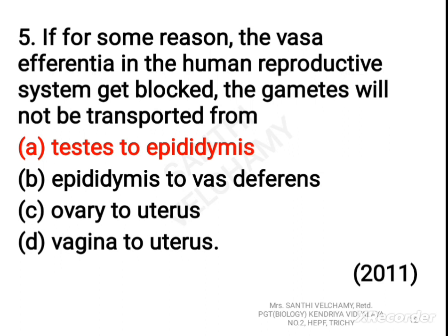The male sex accessory ducts include rete testis, vasa efferentia, epididymis and vas deferens. The seminiferous tubules of the testis open into the vasa efferentia through the rete testis. The vasa efferentia leave the testis and open into the epididymis located along the posterior surface of each testis. If vasa efferentia get blocked, the gametes will not be transported from testis to epididymis. So A is the correct answer.